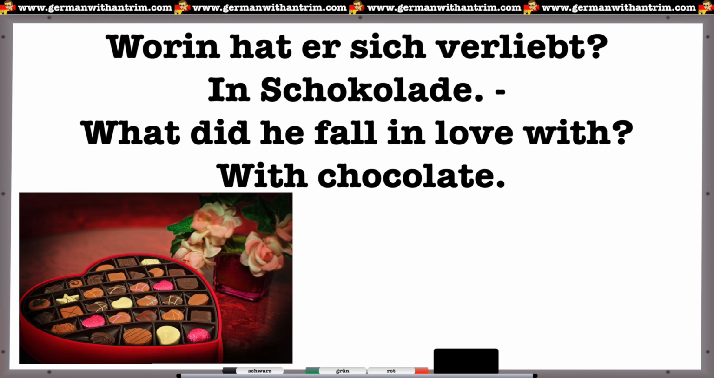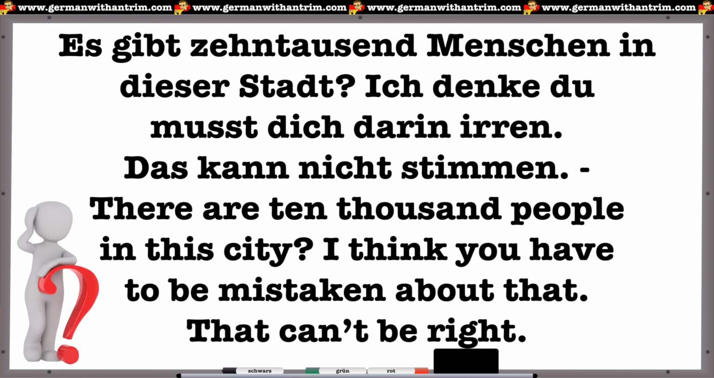Worin hat sich verliebt? In Schokolade. What did he fall in love with? With chocolate. Es gibt 10.000 Menschen in dieser Stadt? Ich denke, du musst dich darin irren. Das kann nicht stimmen. There are 10,000 people in this city? I think you have to be mistaken about that. That can't be right.